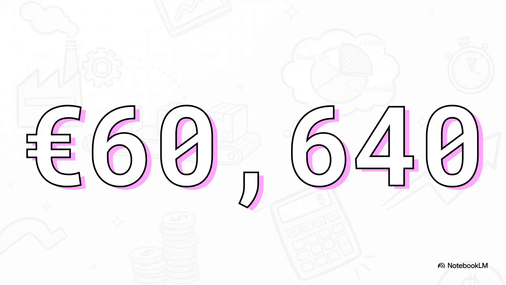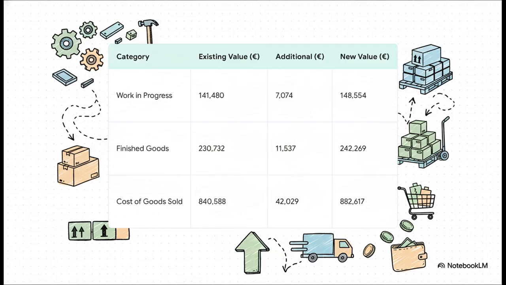Let's look at a real-world case. Imagine a company realizes it has underabsorbed its overheads by 60,640 euros. That is a pretty big shortfall that you have to account for. You can't just pretend it didn't happen. So what's the fix? Well, one logical way is to spread that 60,000 euro difference across all the places that original wrong estimate was used. So as you can see here, a piece of it gets added to the value of products still being made, another piece gets added to finished goods sitting in the warehouse, and the biggest chunk gets added to the cost of goods that have already been sold. It's basically a way of going back and correcting the books to match reality.